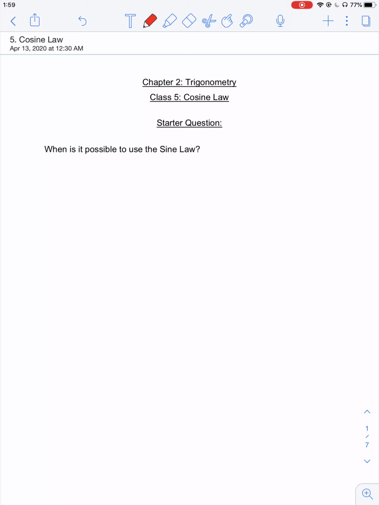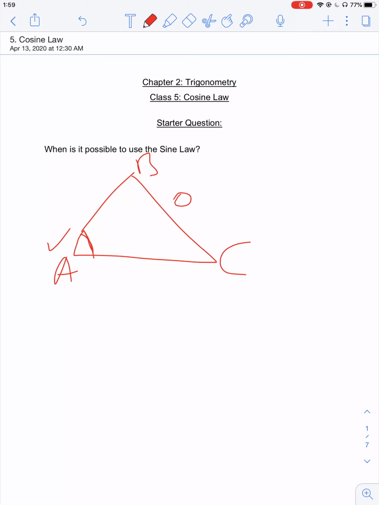Okay, so before we talk about cosine law, let's review when you can use the sine law. Let's say this is your triangle, something like this. This is A, this is B, and this is C. When can you use sine law? If you know what angle A is, and you know side A, which has to be opposite to the angle. This will be side B, this is side C. So you need to know an angle and the side opposite to that angle.